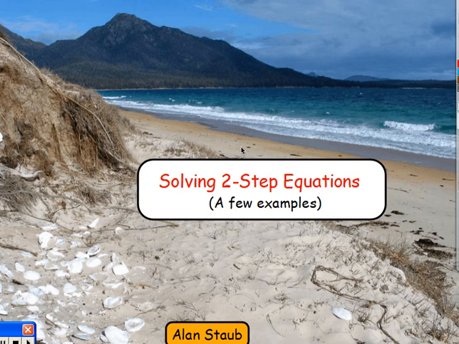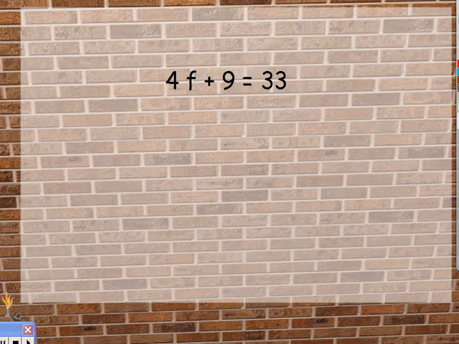Here we go for solving two-step equations. We've already done one-step equations, and I'm sure that you remember you just use inverse operations to undo the operations that are there. So for example, if you're trying to undo multiplication, you would do division, etc. So we will now move to just 3 examples on how to solve two-step equations.